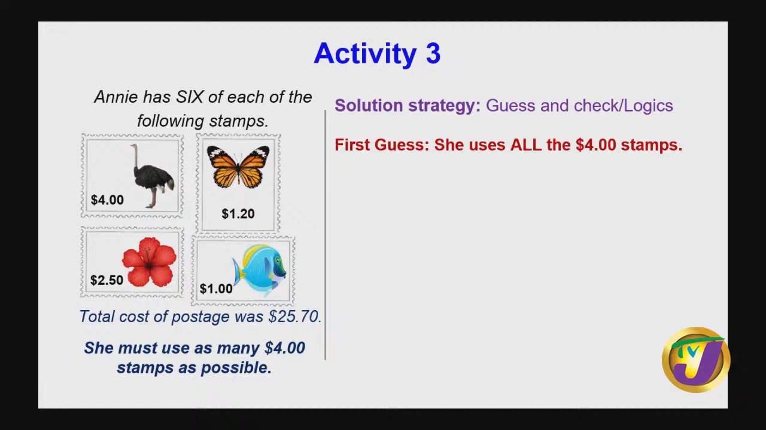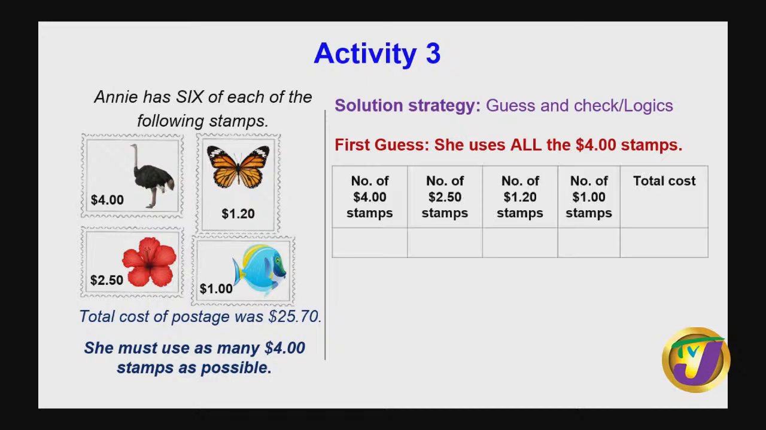So we're going to guess and check, and we're not just guessing, we're using logic to make our guess. Let's assume she used all her $4 stamps. How much did she buy again? 6 of each. So she has 6 $4 stamps. Let's see how that works out. 6 $4 stamps would cover a cost of $24. So Annie needs $1.70 more to post her parcel.